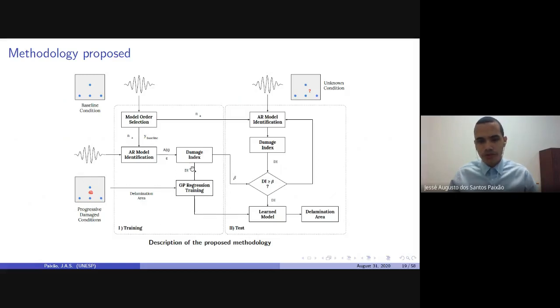And after training this model, we can use it in a test step where we're supposed to have our structure in an unknown condition that we want to monitor. Then we will just collect data from this structure. We identify an AR model for each signal. We will compute the damage index and we will classify the structure state by performing the outlier detection. If damage is detected, then we use this damage index to estimate the delamination area using the Gaussian process regression model trained.